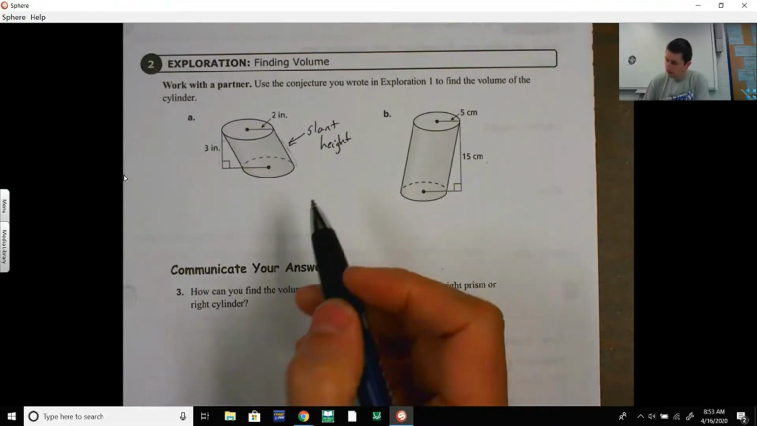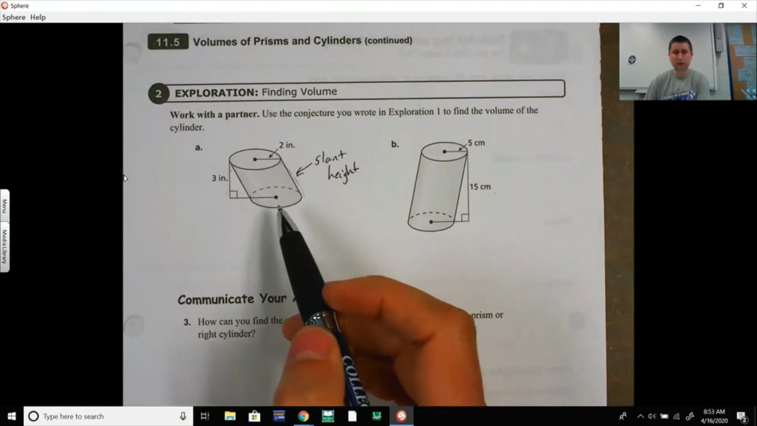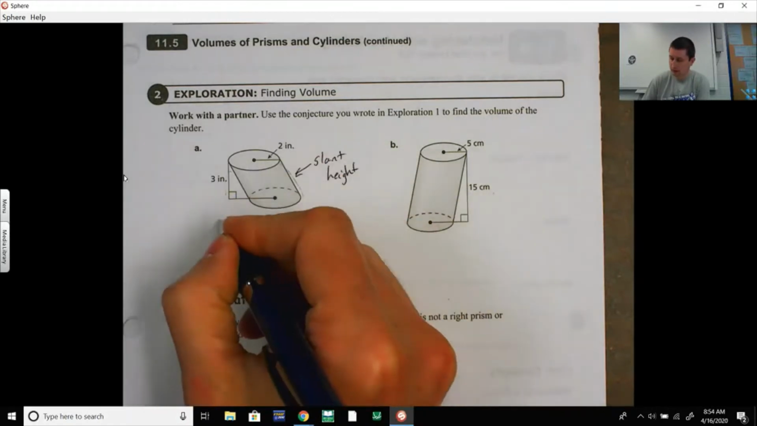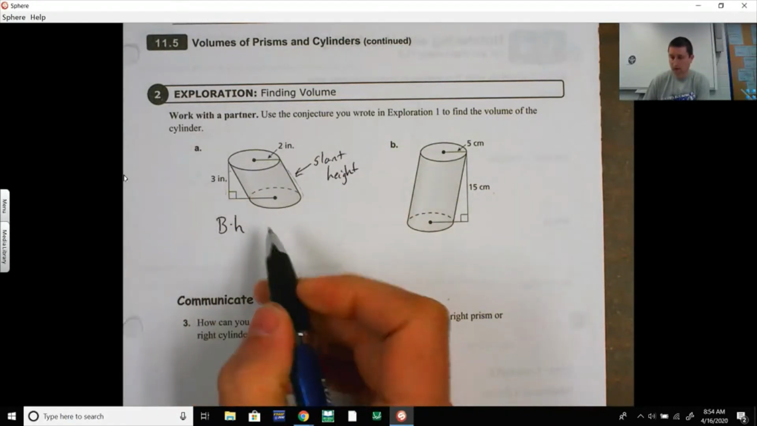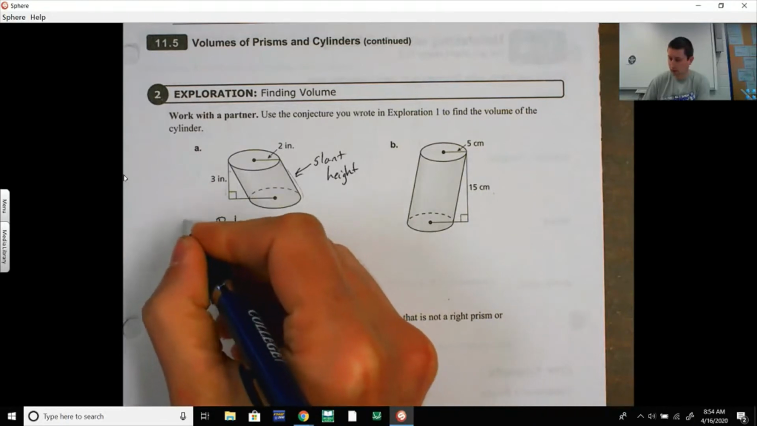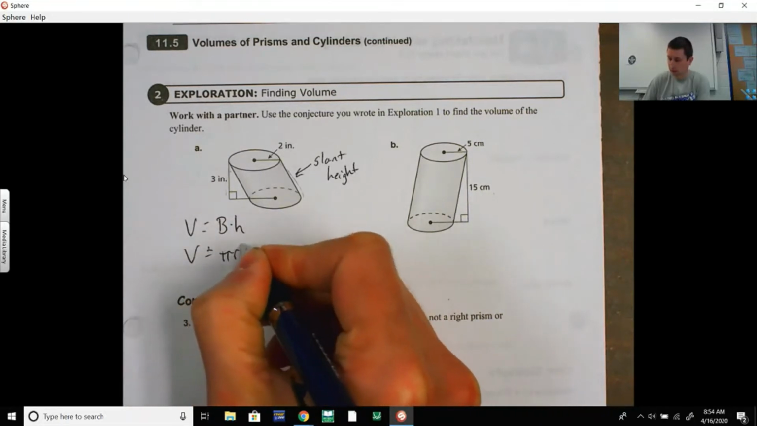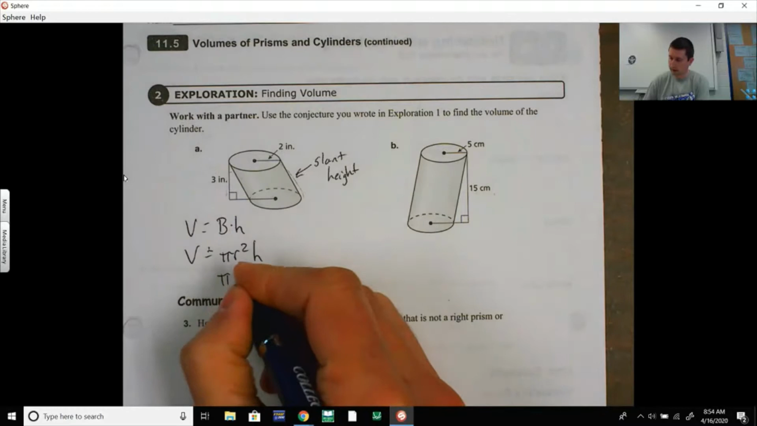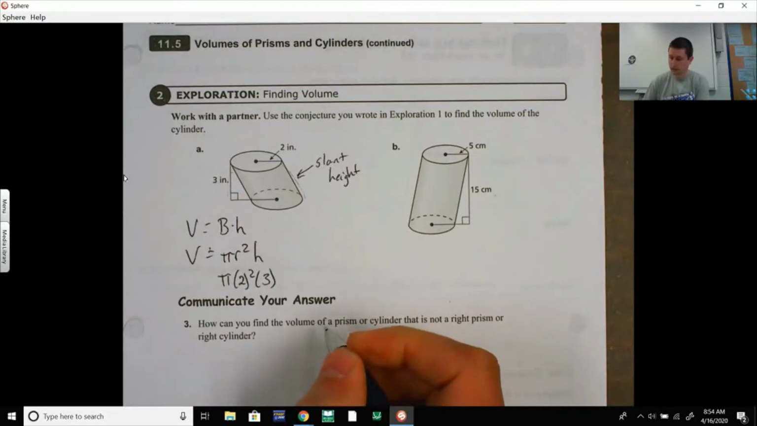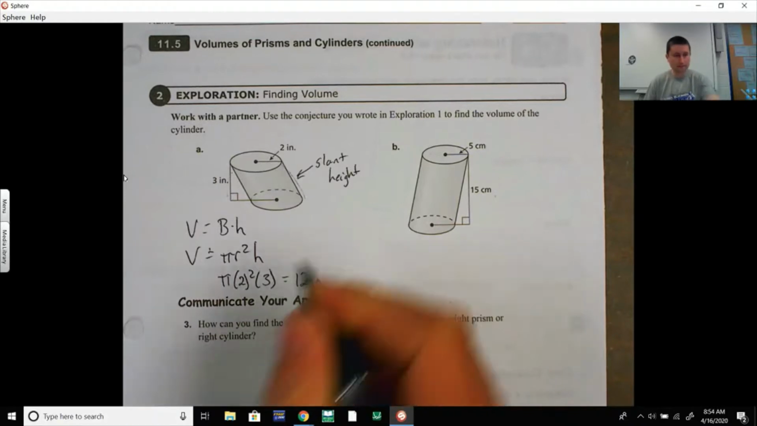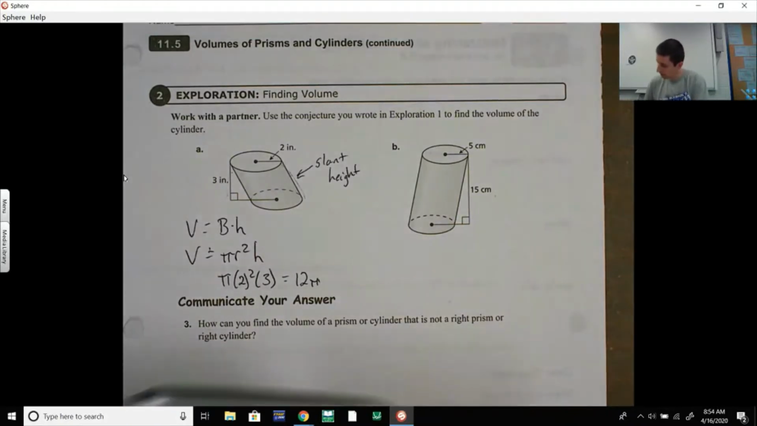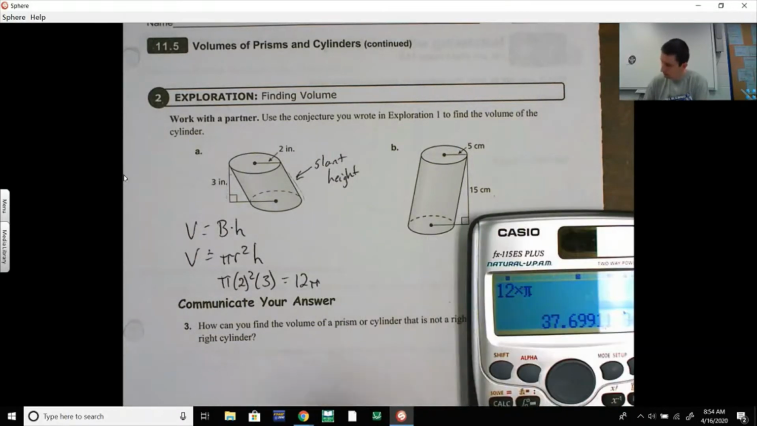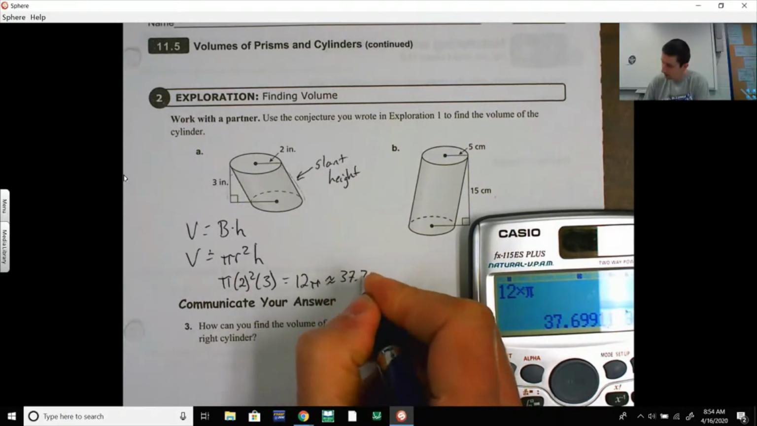So what we're looking at for these, this is an oblique cylinder. We want the area of the base times the height. So if I have a circle for the base, that means my volume is pi r squared times height for this particular shape. The r would be 2, pi times 2 squared times 3. So 4 times 3, that'd be 12 pi, and that would be about 37.7 cubic inches.